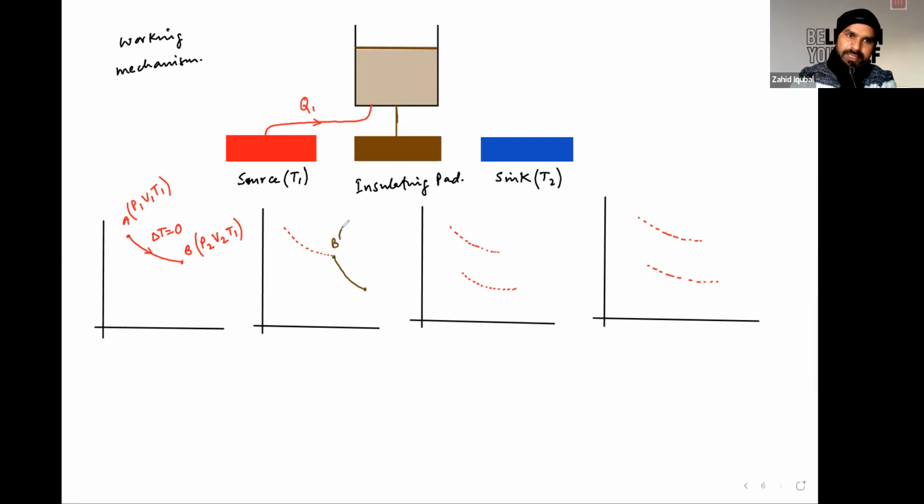So the piston will further expand by decreasing its internal energy. So let's say B is P2, V2 and temperature T1. At this point, due to adiabatic expansion, it reaches point C, pressure P3, volume V3 and temperature T2. Delta Q in this part will be 0.